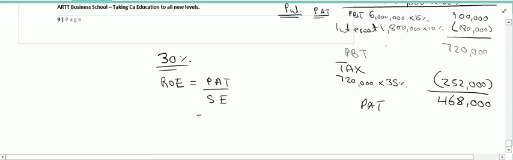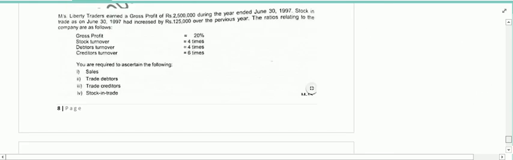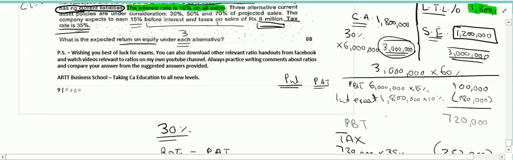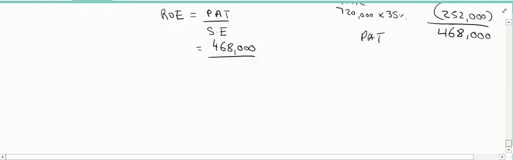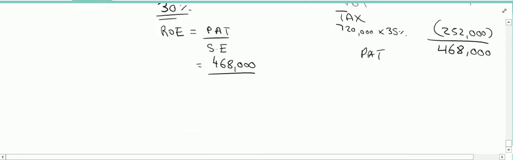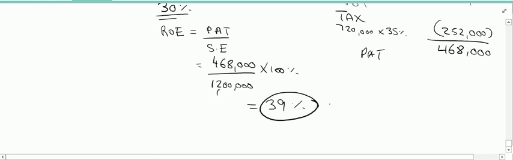And therefore, under the 30% alternative, my return on equity, which is equivalent to profit after tax divided by shareholders' equity, will be profit after tax, 468,000, divided by shareholders' equity. My shareholders' equity from my balance sheet is 1.2 million. So 468,000 divided by 1.2 million into 100%. This will make it 39%. So this is my final answer under the 30% alternative.